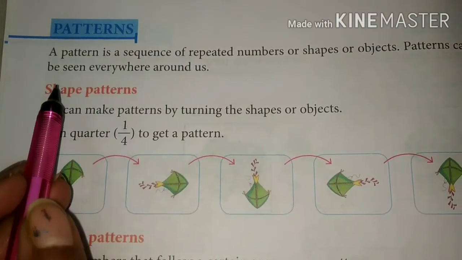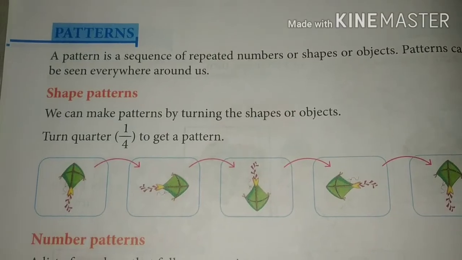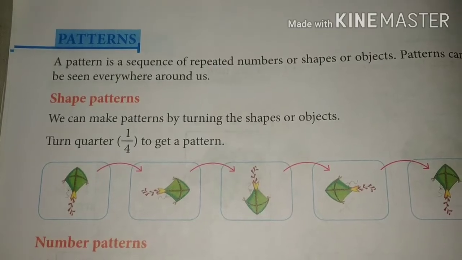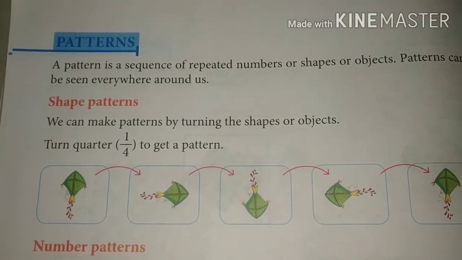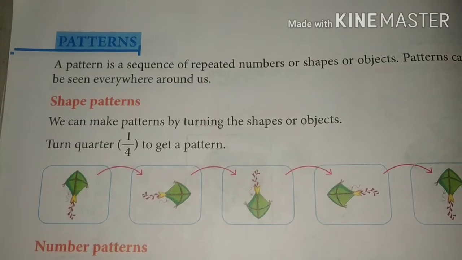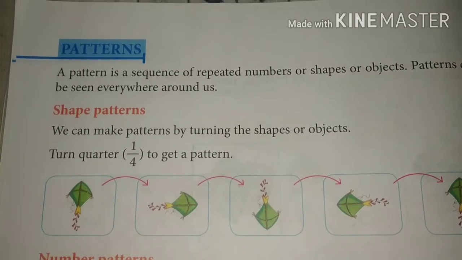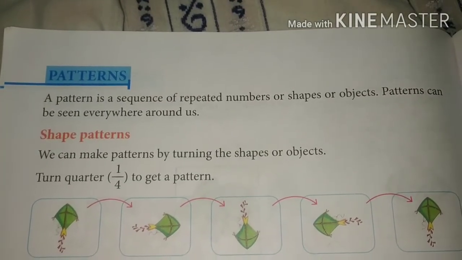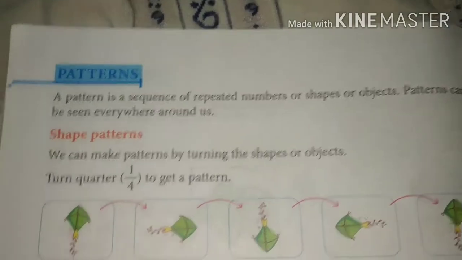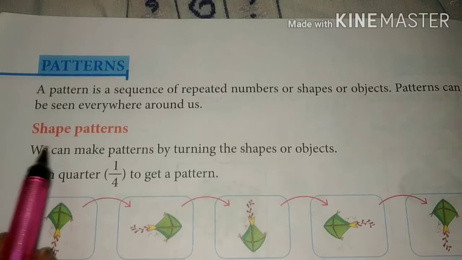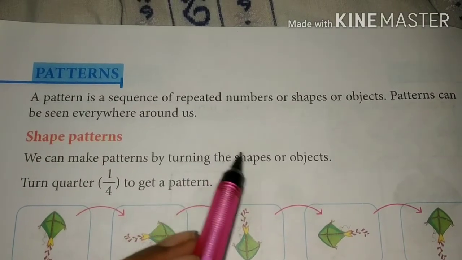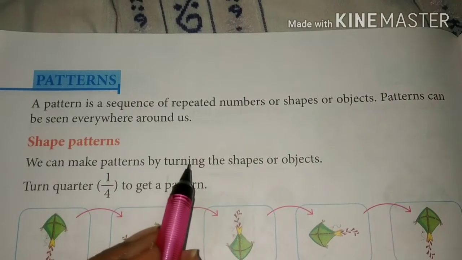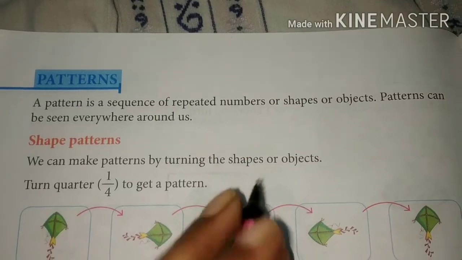Shape patterns. Shape patterns means when the shapes are repeated again and again in a certain sequence or in a certain series, then this is called shape patterns. We can make patterns by turning the shapes or objects. Students, we can make patterns by rotating the shapes or objects.